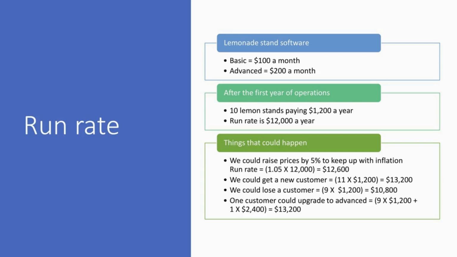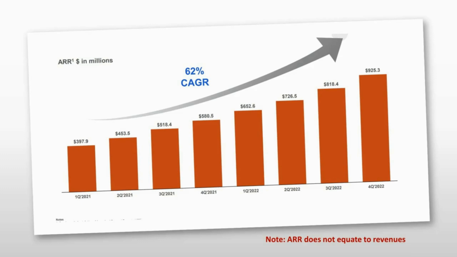Or we could have an existing customer upgrade to the advanced package, in which case we have 9 customers paying us $1,200 a year and 1 customer paying us $2,400 a year. The total is $13,200. That's the simple concept of run rate. And here you can see run rate for UiPath. Look at that beautiful growth.